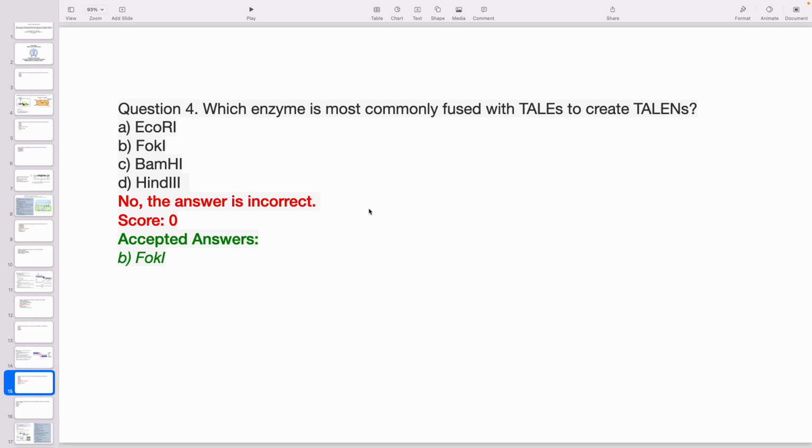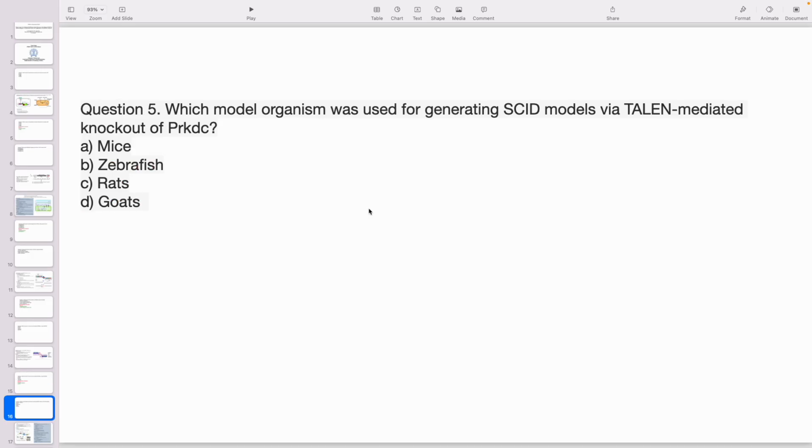Let's move to our next question. Question 5 states, which model organism was used for generating SCID models via TALEN mediated knockout of PRKDC? Option A is mice, option B is zebrafish, option C is rats, and option D is goats. Please try to answer this question.